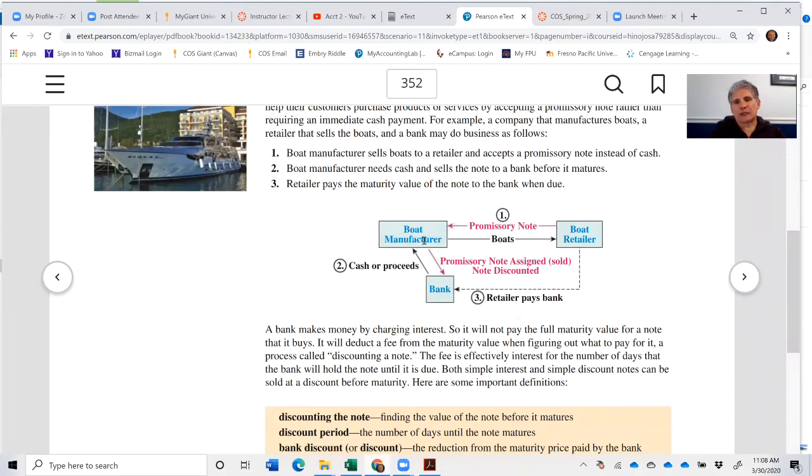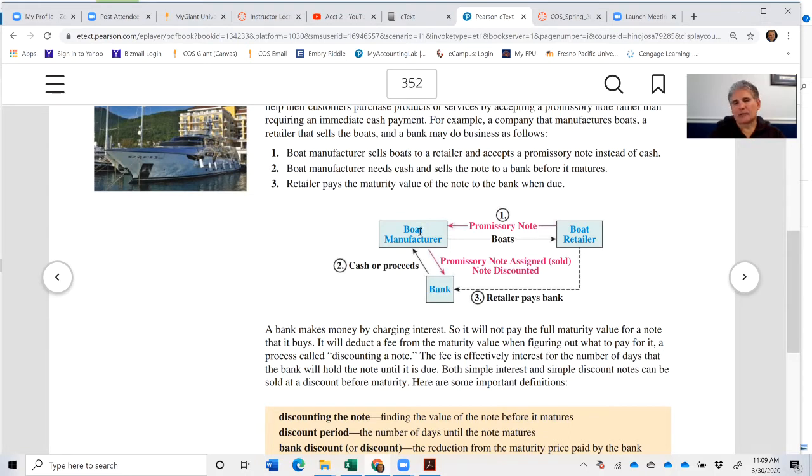A boat manufacturer manufactures a boat, sells the boat to a boat retailer. The retailer says to the boat manufacturer, I promise to pay you, let's say in 180 days. So they sign a promissory note.